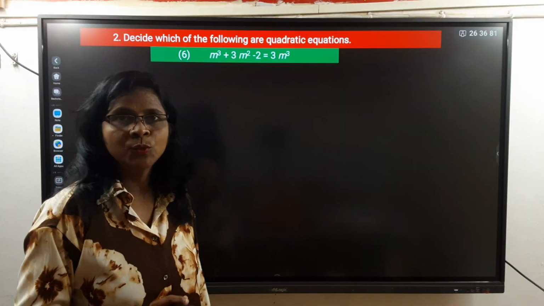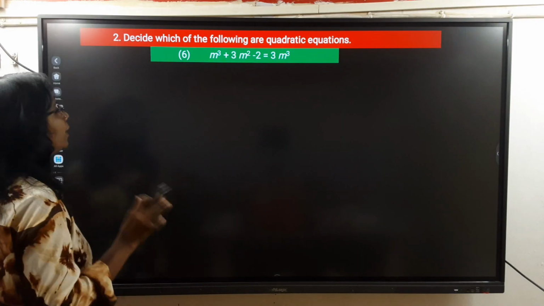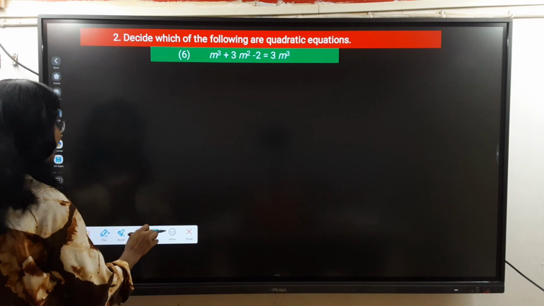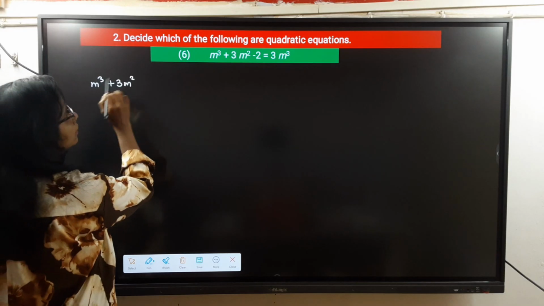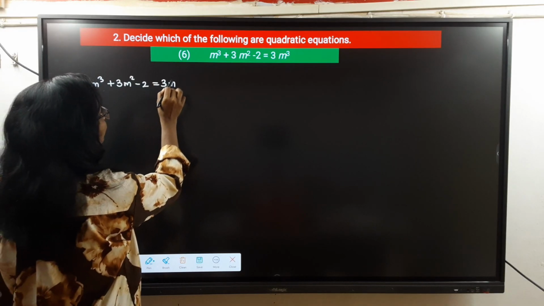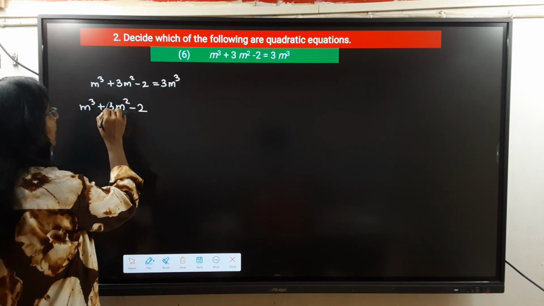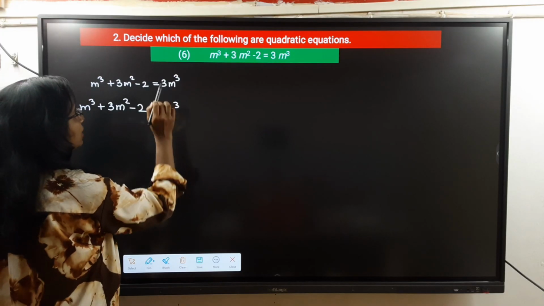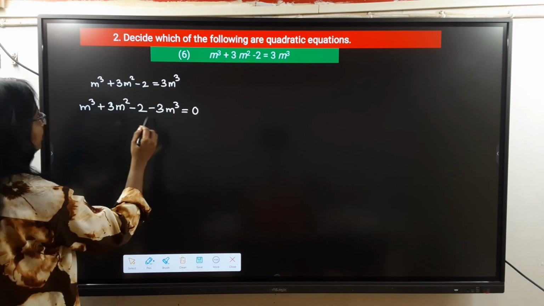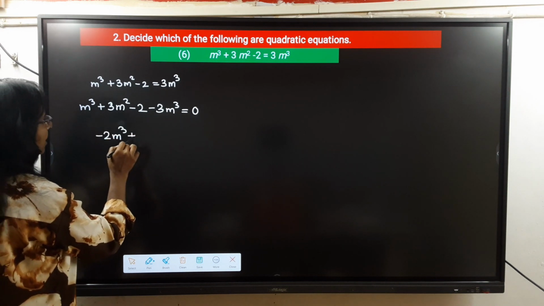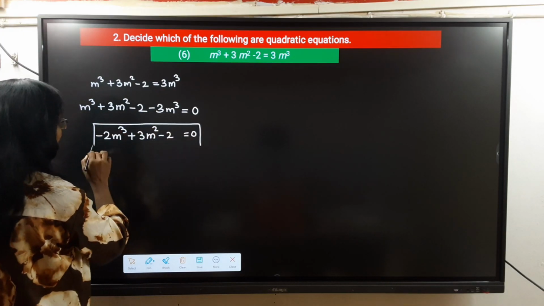Okay students. Question 6. m cube plus 3m square minus 2 is equal to 3m cube. So here I write down this equation as it is. Therefore students, m cube plus 3m square minus 2 minus 3m cube, so I shift this 3m cube to the left hand side, which is equal to 0. So now m cube minus 3m cube, that means minus 2m cube plus 3m square minus 2 is equal to 0. So now here students, this is our simplest form of equation.